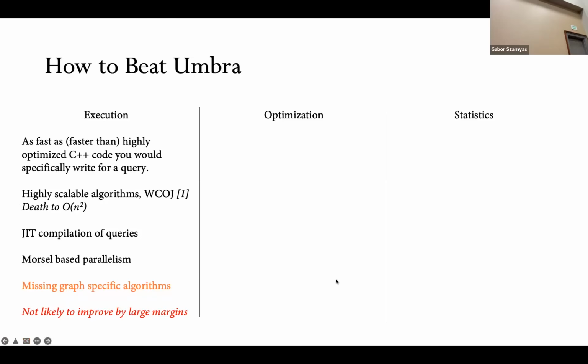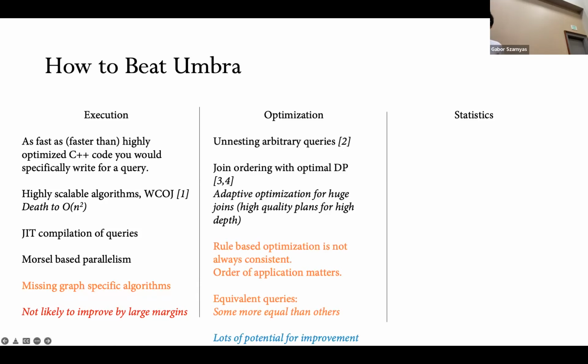And we have highly scalable algorithms like worst case optimal joins. And as I said, we do JIT compilation of queries, and we are also scalable due to our morsel parallelism approach. But we are missing native implementations of a few graph algorithms, like shortest path algorithms. We implemented them with pure SQL for this benchmark for now. But this is not likely to improve our execution engine by large margins, other than a few graph algorithms we might implement. However, our optimizer is still pretty good, but could use some improvements.